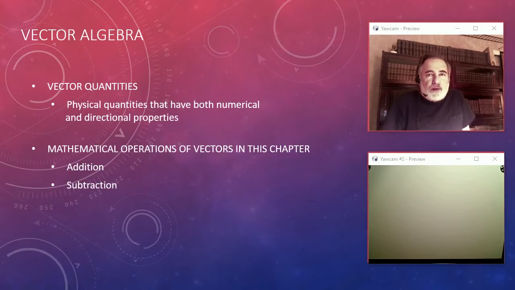If you remember, as we talked about before, vector quantities are physical quantities that have both a numerical and a directional property, a magnitude and a direction. In this topic, we're going to cover addition and subtraction of vectors. So how do we go about that? Let us take a look at this.